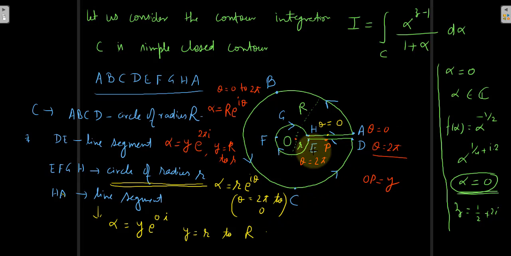Now if you just again think about this contour integration, right? So this contour integration, for this particular integrand, we have two types of singularities. One is branch point at alpha equals 0, and the other one is a simple pole where this denominator vanishes, and this denominator vanishes at alpha equals -1.